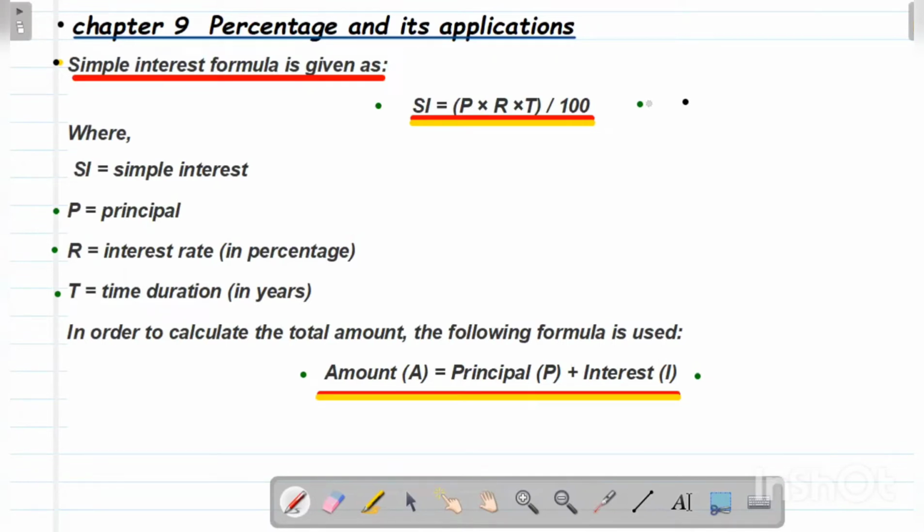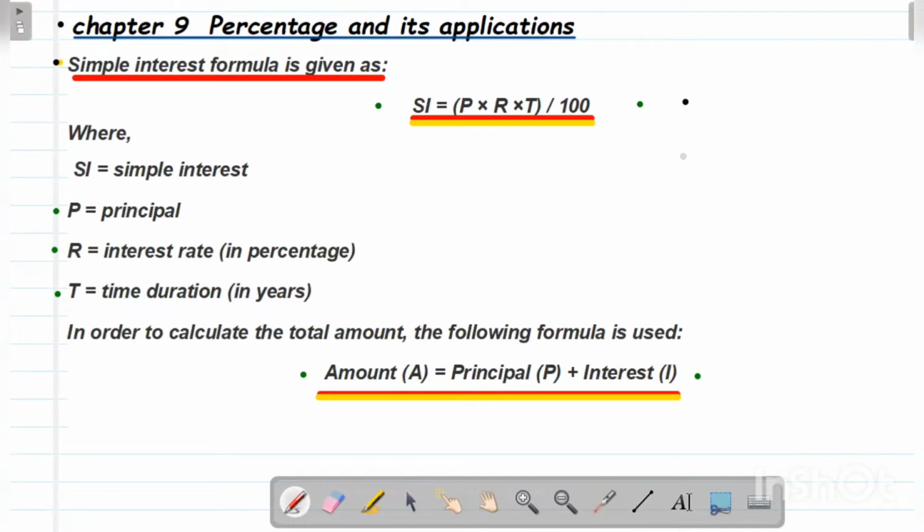That is chapter 9, percentage and its application, in which we are going to study today the simple interest. Now, what is simple interest? Simple interest is nothing but the interest is given on the total amount which we borrowed or given.